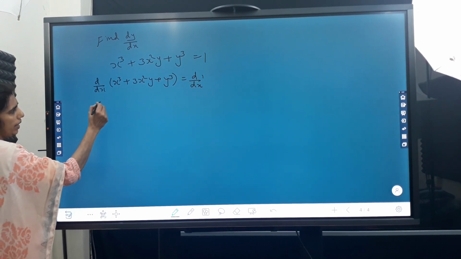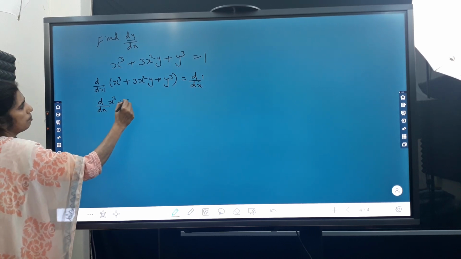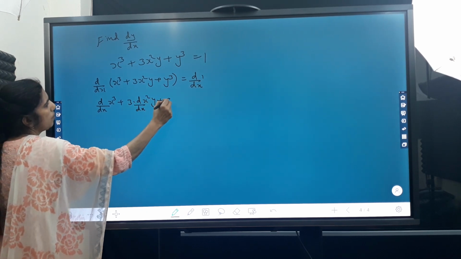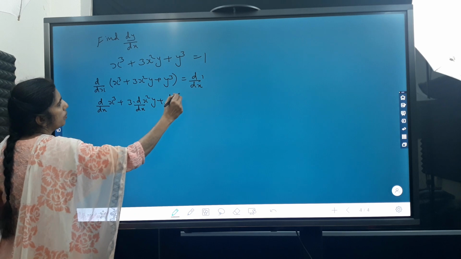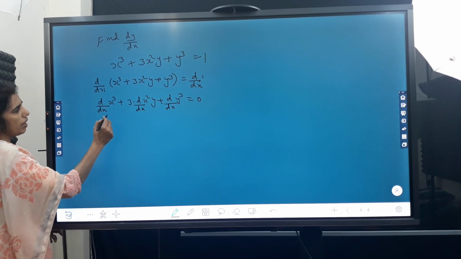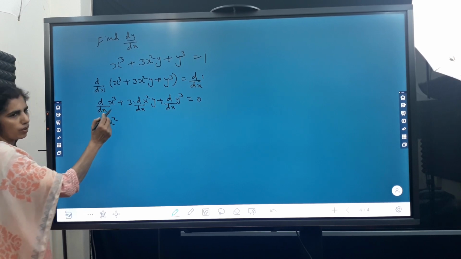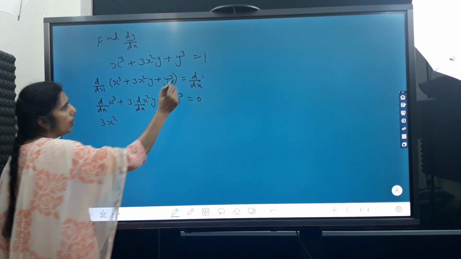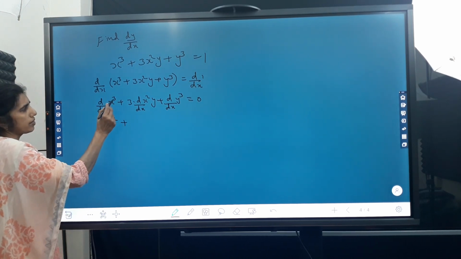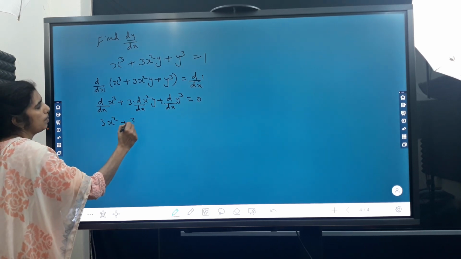We take it term by term. So it is d by dx of x cube plus 3 into d by dx of x square y plus d by dx of y cube equal to d by dx of 1 is 0. Now d by dx of x cube is equal to 3x square. We apply the formula d by dx of x raised to n equal to n into x raised to n minus 1. So d by dx of x raised to 3 is 3 into x raised to 3 minus 1, that is 3x square plus 3 into.